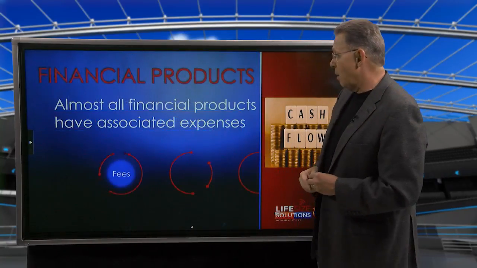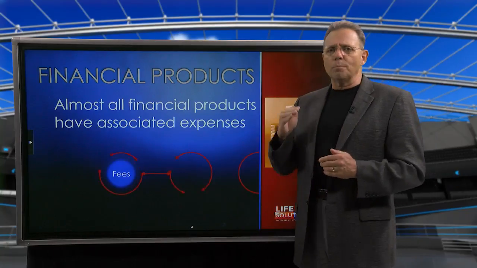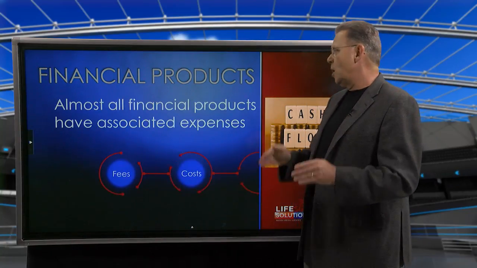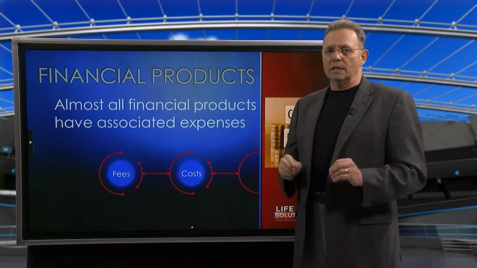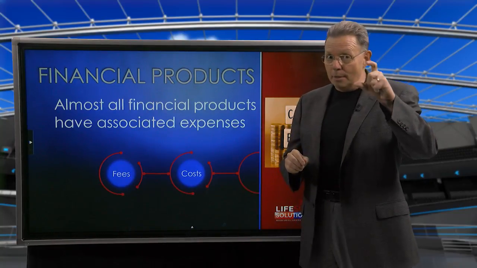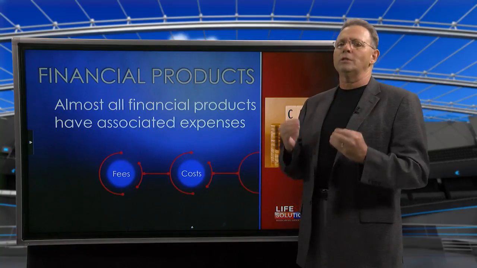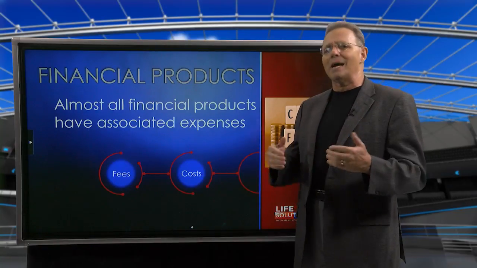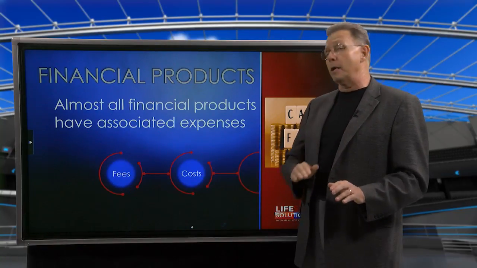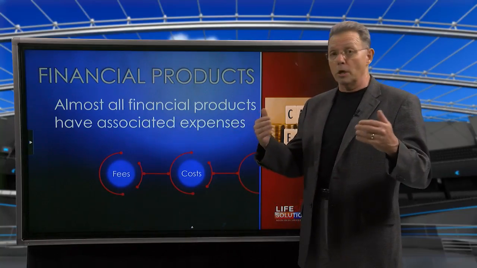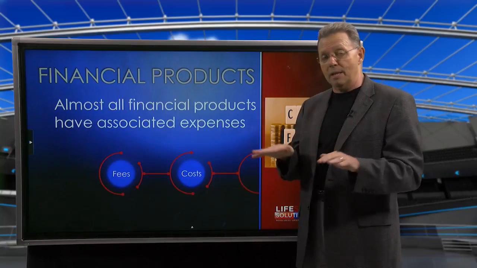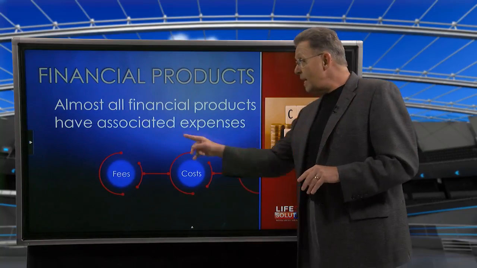Now, almost all financial products have expense loads. Almost all of them have associated expenses with them. So when I'm looking at this, I can't look at the nominal rate, the gross rate. I need to look at what the real rate of return is after I take out all my expenses. And some people want to even go farther than that and apply inflation to it. And I think that's great as long as we understand that we're measuring everything at the same level. But to me, everything has expenses.